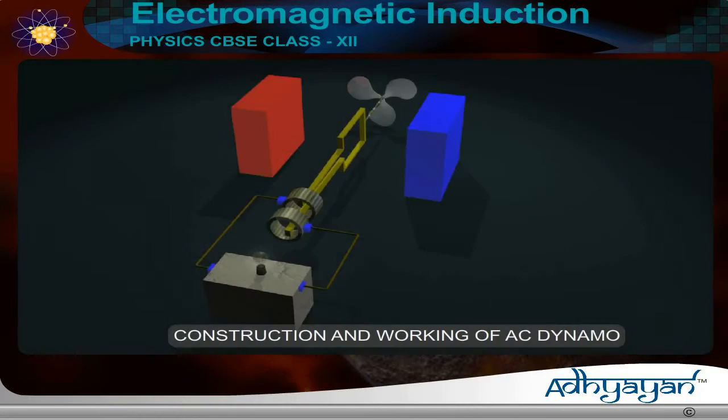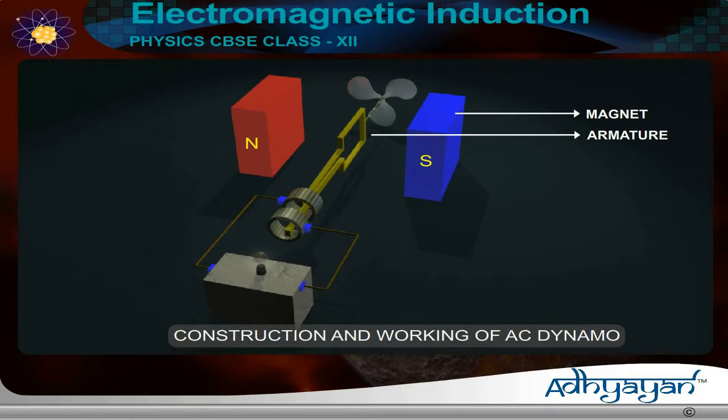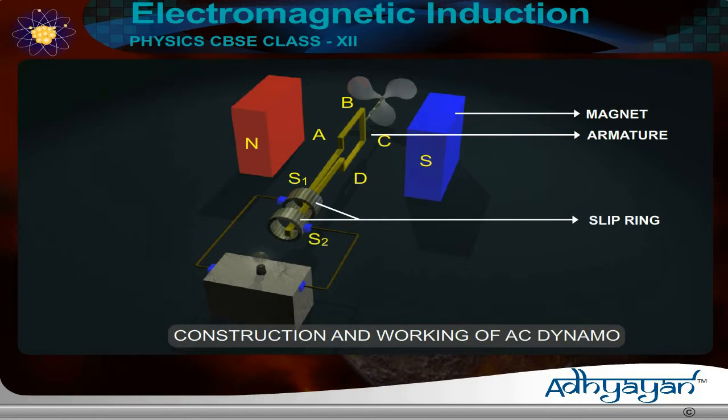Construction. The main parts of AC generator are: first, field magnet, north-south. Second, the armature coil ABCD. Third, the slip rings S1 and S2. Fourth, the brushes B1 and B2.